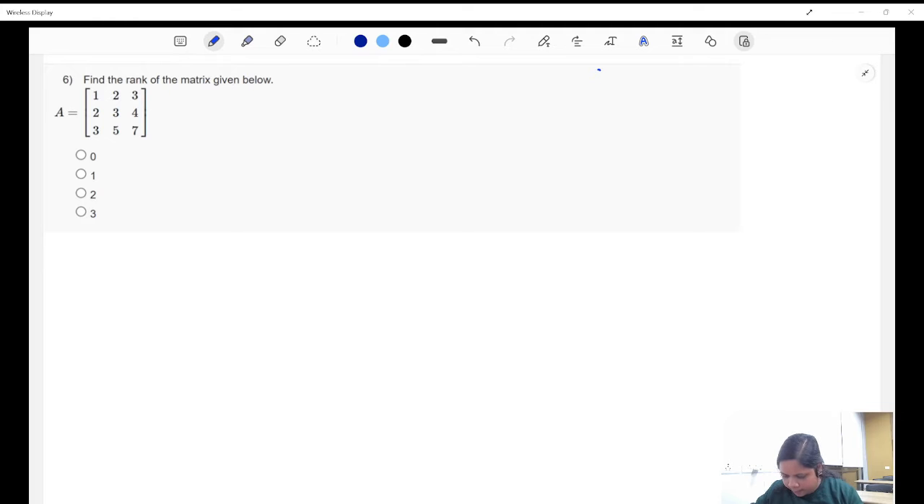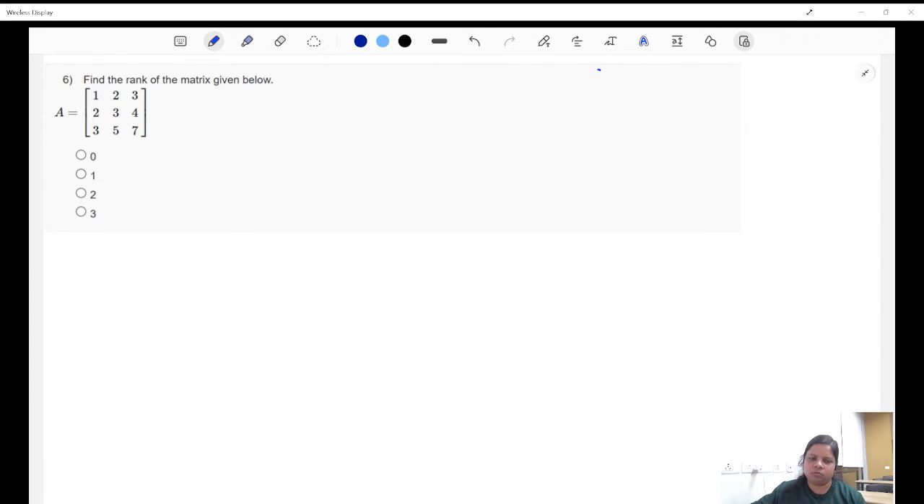Ma'am, we can obtain the third column if we multiply the second column by 2 and subtract the first column. If we multiply the second column by 2, the first element will be 4, and 4 minus 1 will be 3. Similarly, 3 into 2 is 6 minus 2 is 4, and 5 into 2 is 10 minus 3 is equal to 7. So the third column can be obtained by multiplying the second column by 2 minus the first column. Okay, yeah, that is also one of the ways.